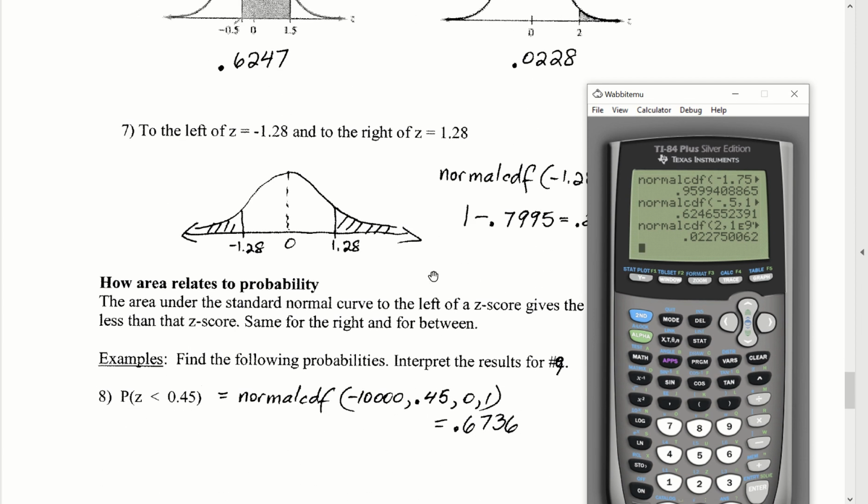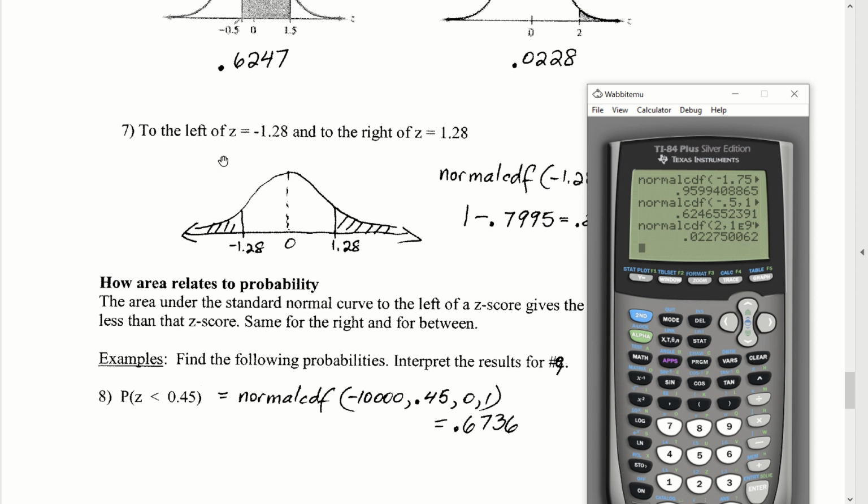Let's take a look at example 7. This is one that you can really do a bunch of different ways. They ask us to find the area to the left of z equals negative 1.28 and also to the right of z equals positive 1.28. If we sketch that out, we have 2 different z-scores now. So here's our normal distribution. It's a z-score, so the mean is going to be 0. Negative 1.28 would be somewhere over here to the left of the mean.